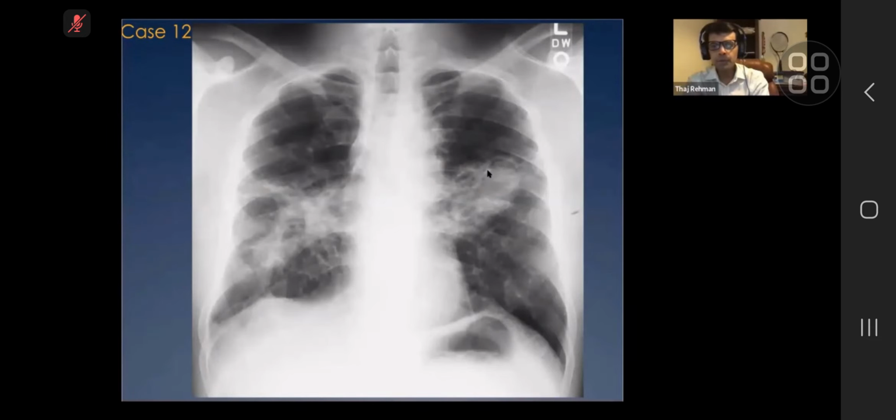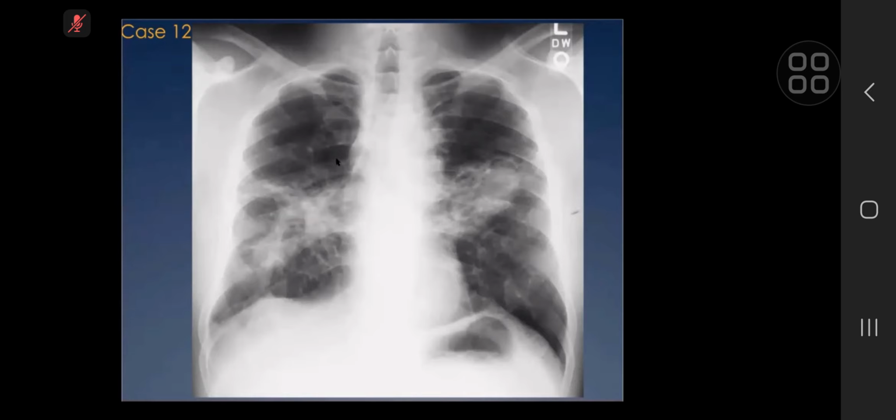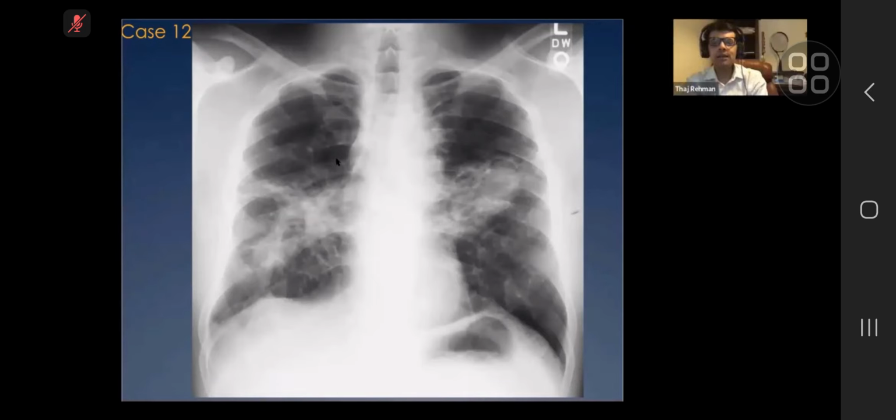Mycetomas. Yeah, so you should say cavities. You didn't say that. I can't read your mind. The examiner will not be able to read your mind as well. So there are cavities with fungal balls and air crescent signs. So are the cavities in the upper lung or mid lung? In the mid lung. Right. So what are the differentials for cavities, fungal balls?